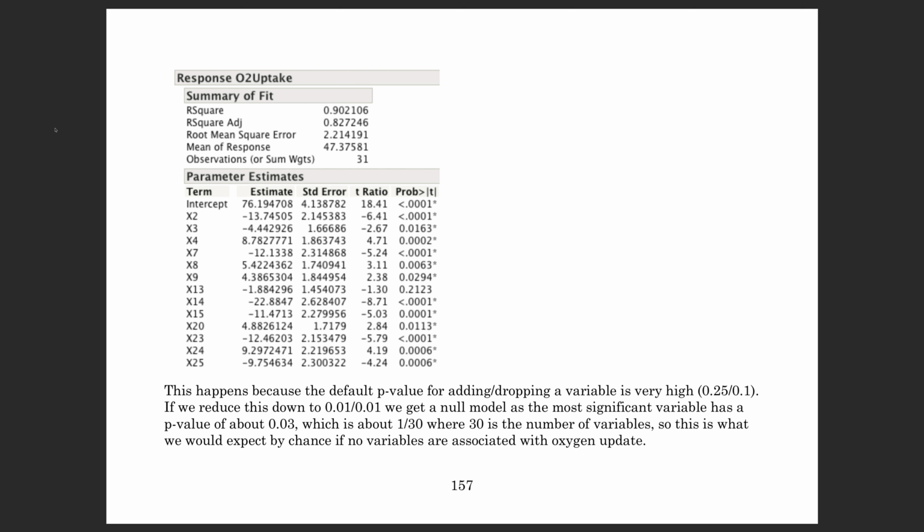And it says that depending on where I draw the cutoff value, I've got all of these variables. You'll see many of these are highly significant, right? I've got 4 of my variables significant at 0.01%, and other ones which are significant still at 0.1%. So how did I end up with this apparently quite reasonable model in terms of the adjusted R-squared? Well, it's because the default p-values for adding and subtracting variables are set at 25% and 10%.